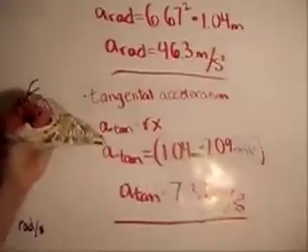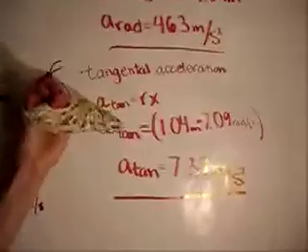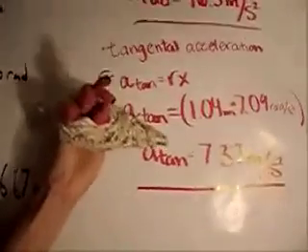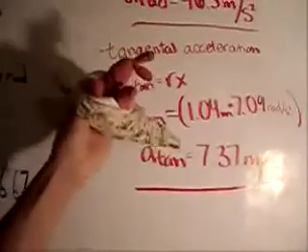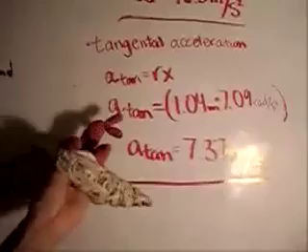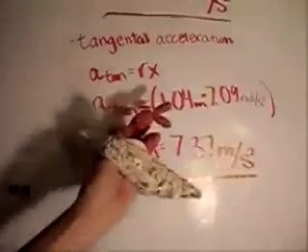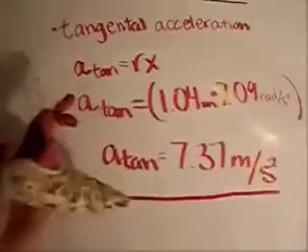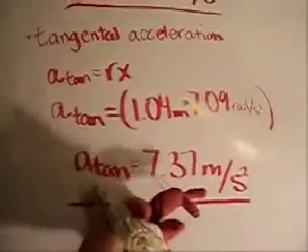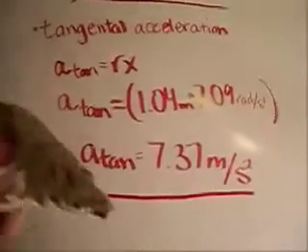The next thing we need to find is the tangential acceleration, or a tan, and we can find that by taking the radius times alpha. A tan equals our numbers that we have, so we plug those in, and our final is 7.37 meters per second squared.